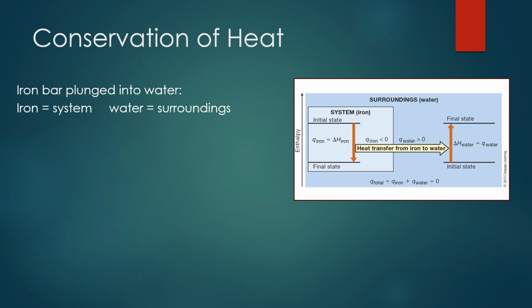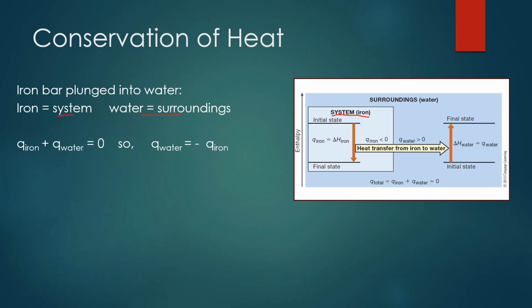So let's look at an example of conservation of heat. Here we have a hot iron bar being plunged into water. So the hot iron bar is the system. As you can see in the diagram off to the right, it's going to be this lighter lavender colored square inside of the water. So the system being that hot iron. The water then, of course, being the surroundings.